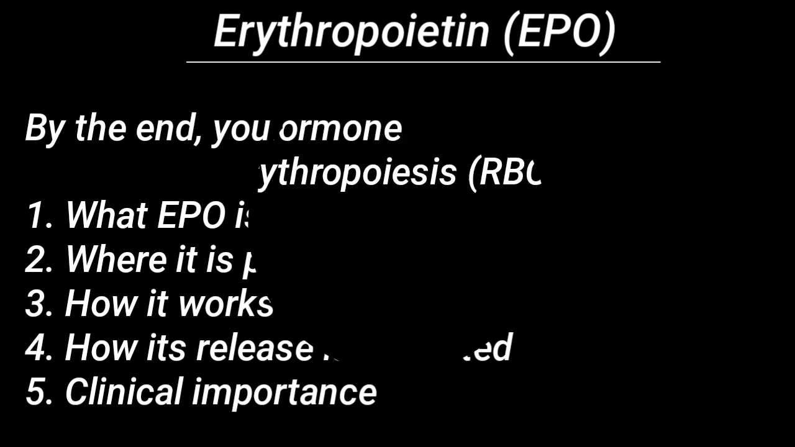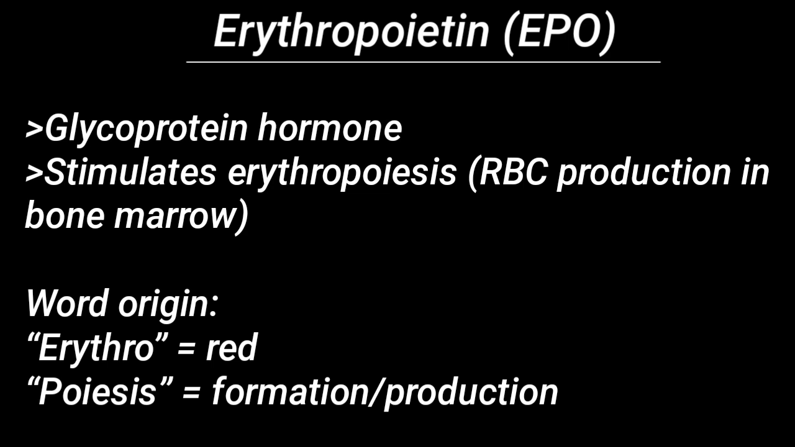So the first one, what is erythropoietin? Erythropoietin is a glycoprotein hormone that stimulates the production of red blood cells, which are called erythrocytes. And this happens in the bone marrow. So the word itself comes from erythro, which means red, and then poiesis, which means formation or production. So erythropoiesis literally means red blood cell production, and erythropoietin is the hormone that drives this red blood cell production.